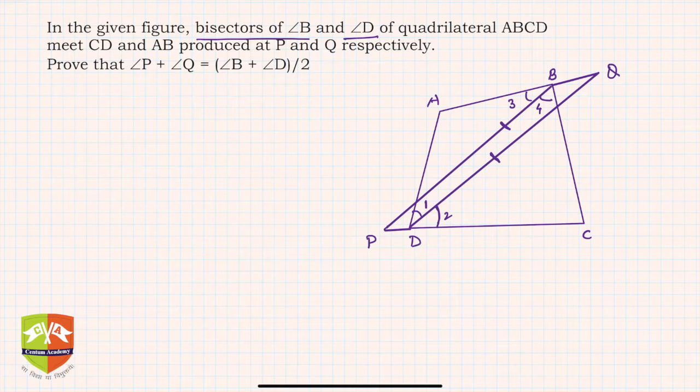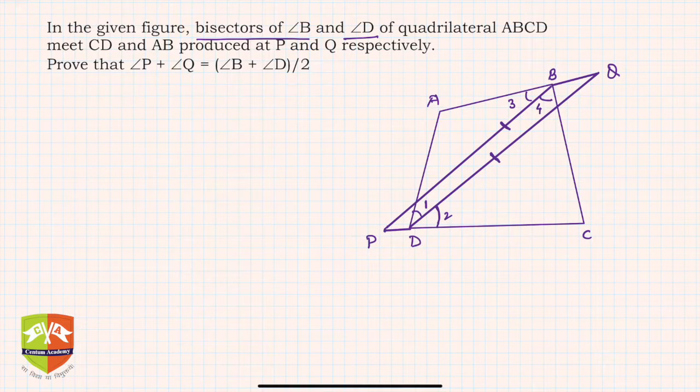AB is produced to Q and DQ is joined. Basically, the bisector of angle D meets AB produced at Q, and the bisector of angle B meets CD produced at this point P. So you have to prove that P plus Q is (B plus D) by 2. Okay, so let's start the proof.